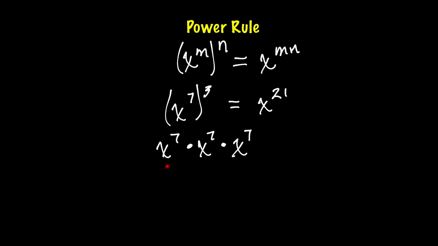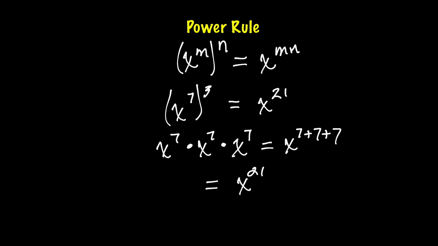So again here I have multiplication and I have like bases. So now I'm back to that first rule, the product rule, that says I can just add 7 plus 7 plus 7. So that ends up being 21. So we get the same answer, x to the 21, by doing this.